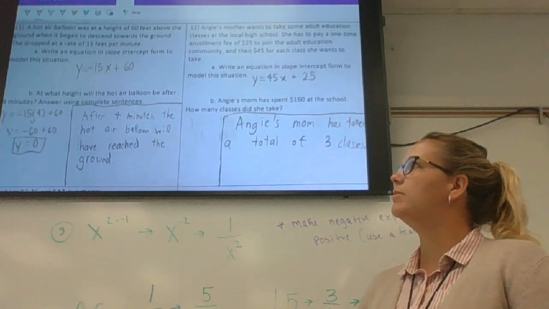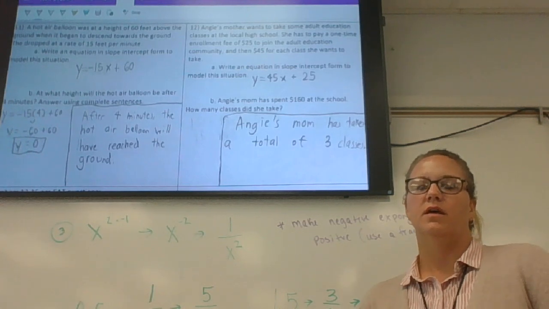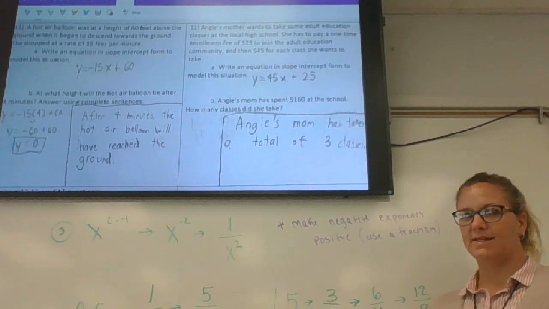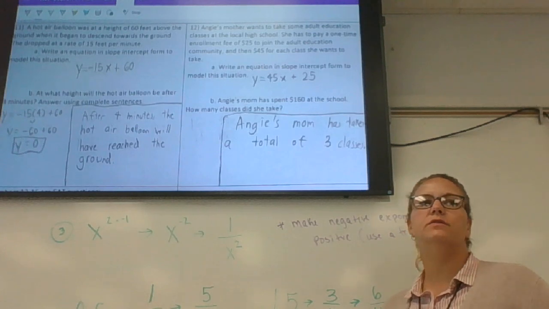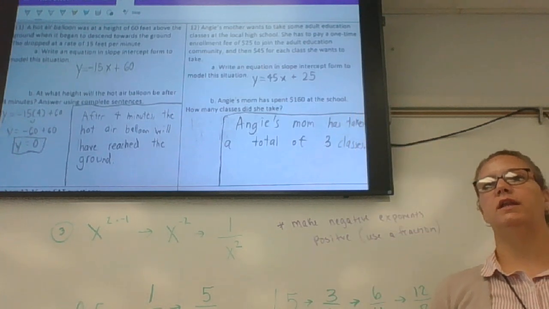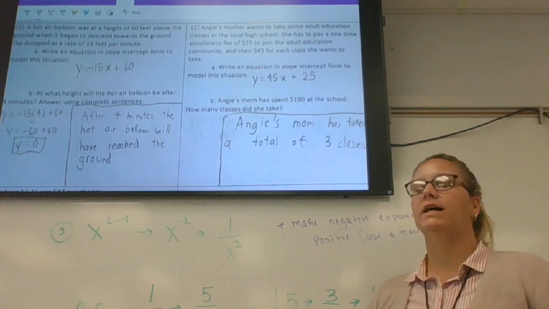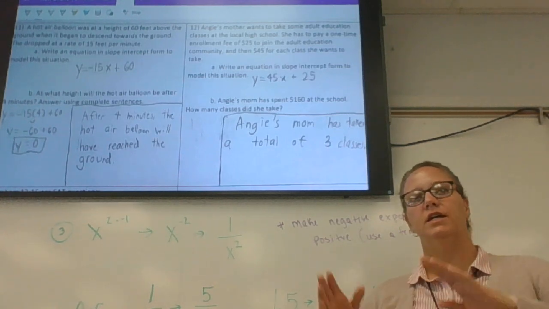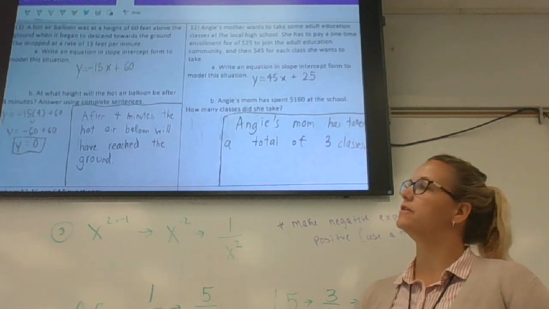All right, the big problem with number 11 is the word descend. It says that the balloon descended towards the ground, and that implies going down, so you should be using a negative 15 as your slope. Lots of students put positive 15 in there instead of negative 15. Descend means it's going down, so the slope is negative.